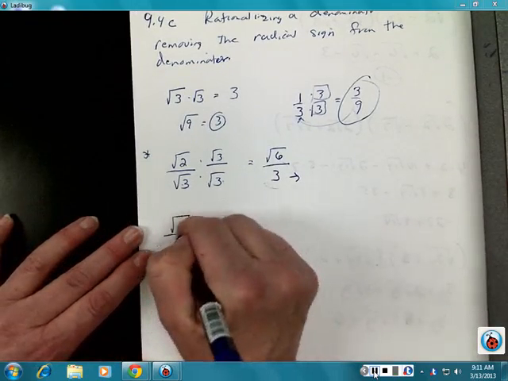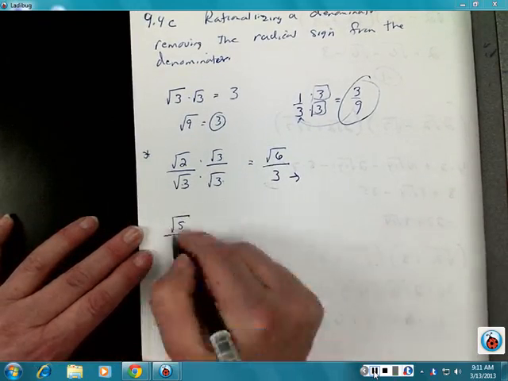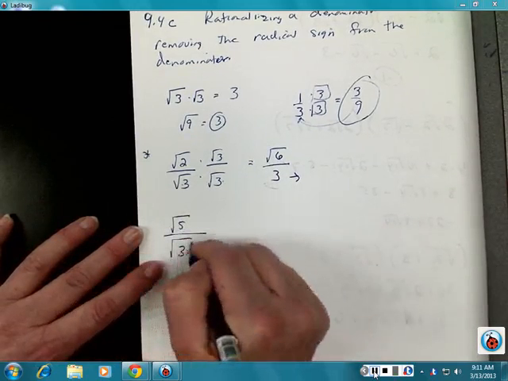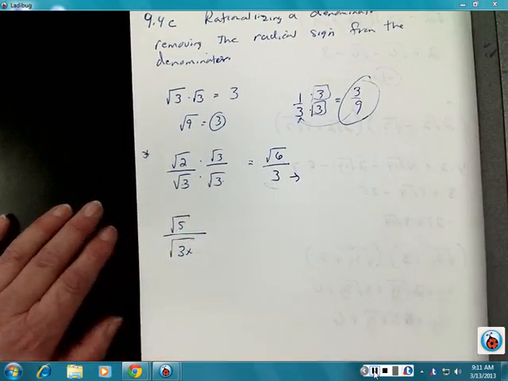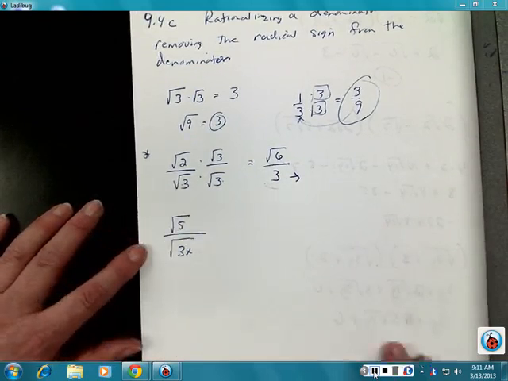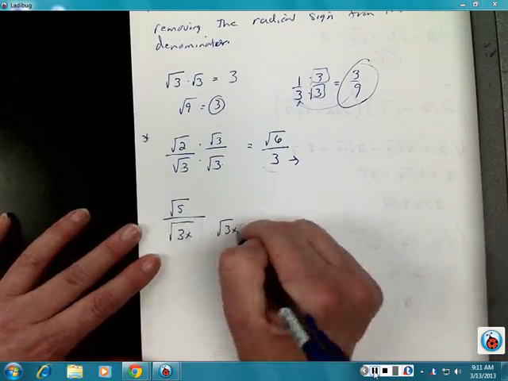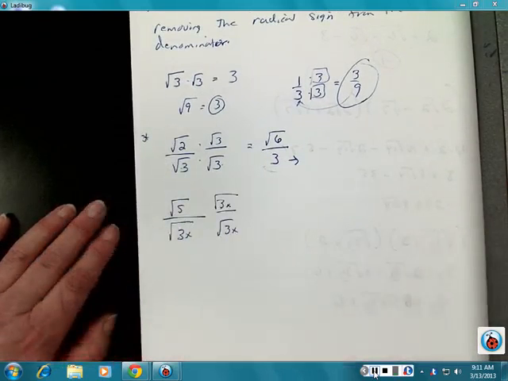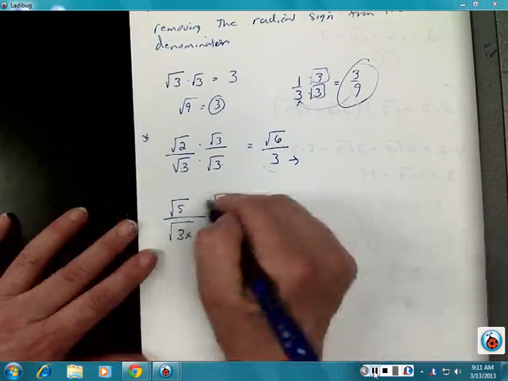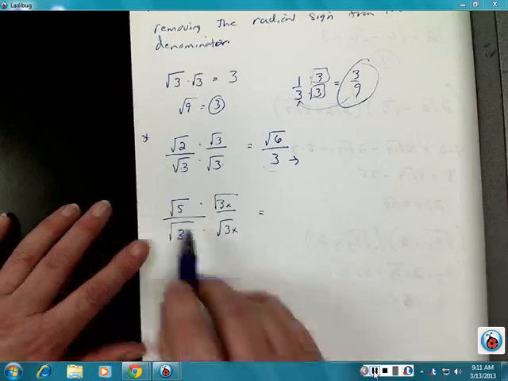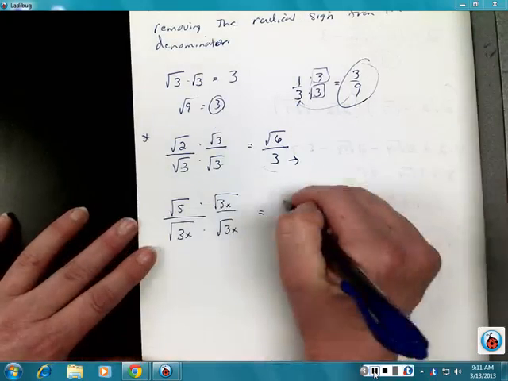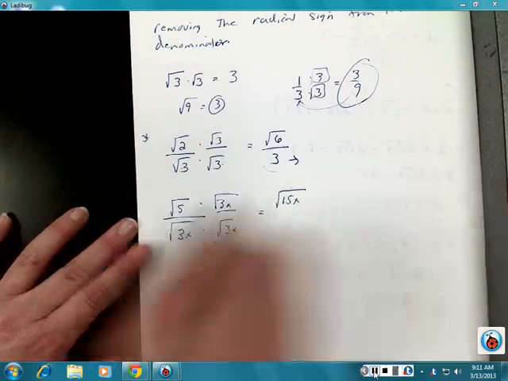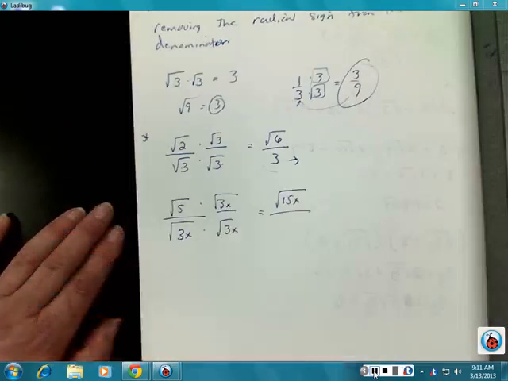Okay, so if I have the square root of 5 over the square root of 3x, what would I have to multiply top and bottom by to get rid of this? I'd have to multiply it by the square root of 3x, correct? So what would I end up with? I'd end up with 5 times 3, which is the square root of 15x under the radical.